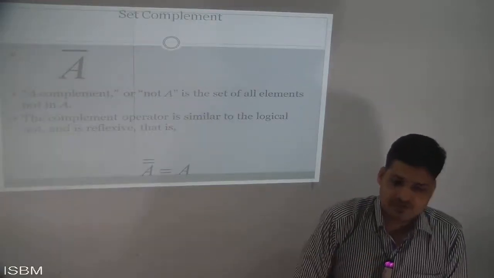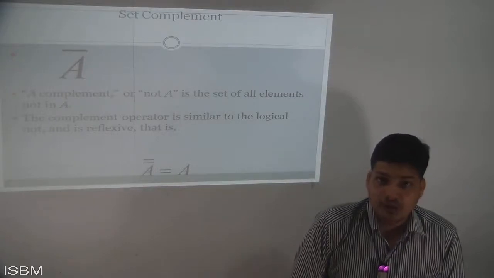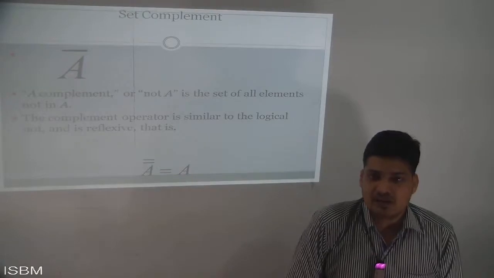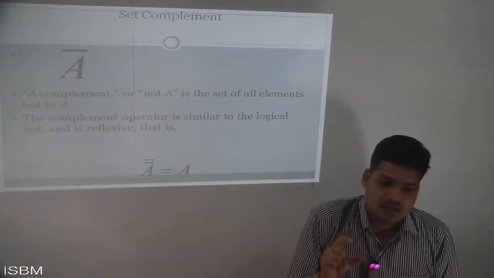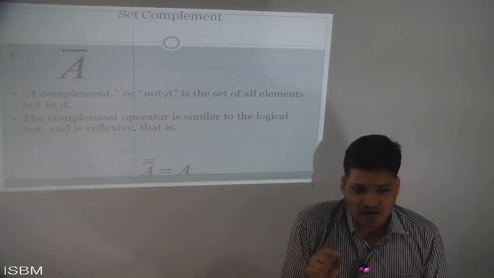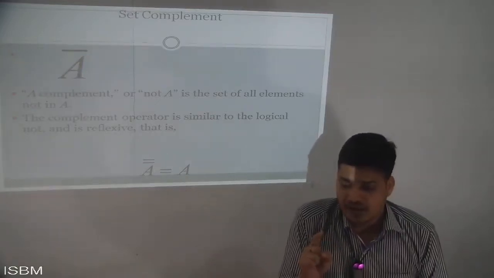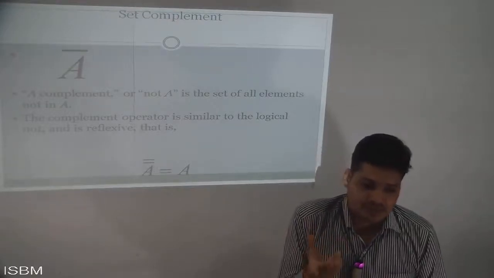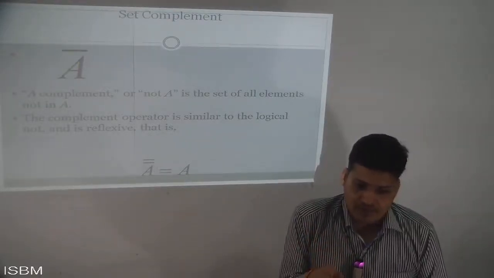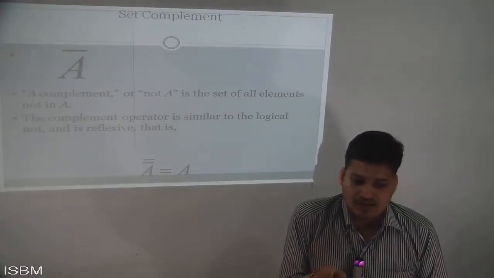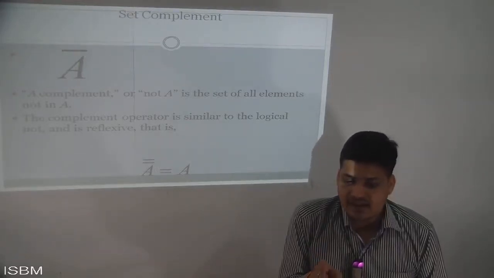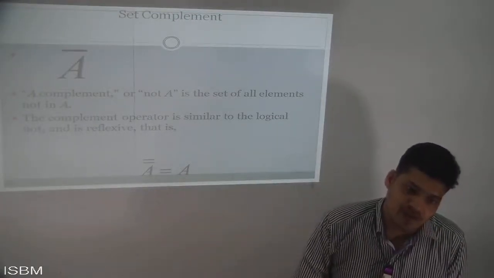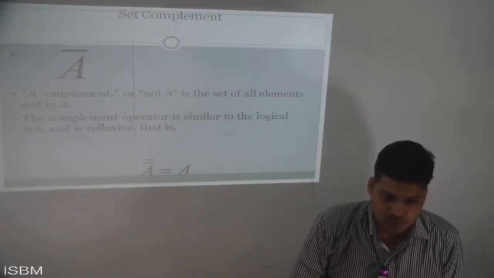And A bar means not A, the complement. A bar is the complement set. This is A complement or not A, which is the set of all elements which are not in A. So the complement operator is similar to the logical NOT, and this is reflected in that A double bar is equal to A. One time I take the bar and another time no bar, which gives back A.